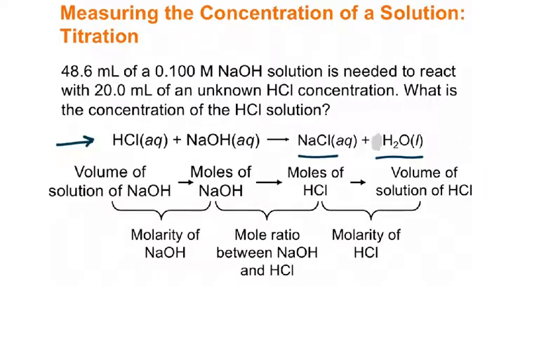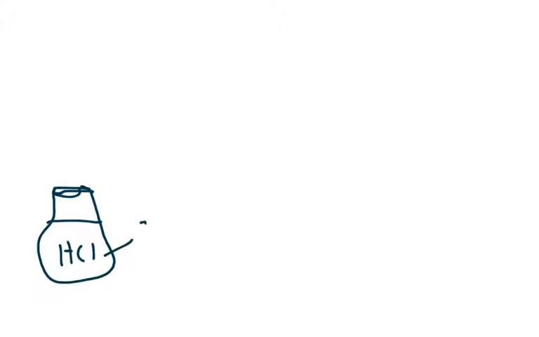Now I'm going to diagram what is happening here. You see, the analyte, which is in the Erlenmeyer flask, this is where the HCl is. According to this, we do not know the concentration. We're looking for the molarity. What we do know is that we put in here 20 mLs of hydrochloric acid solution.